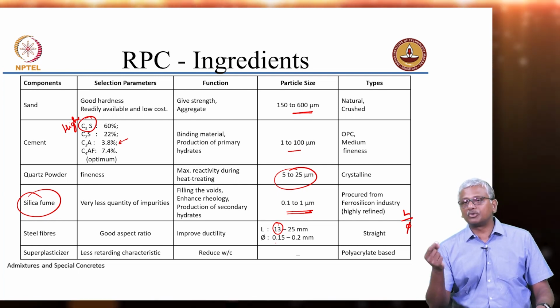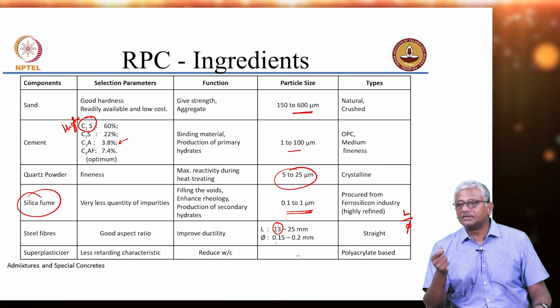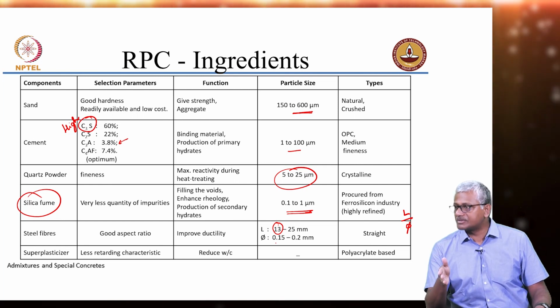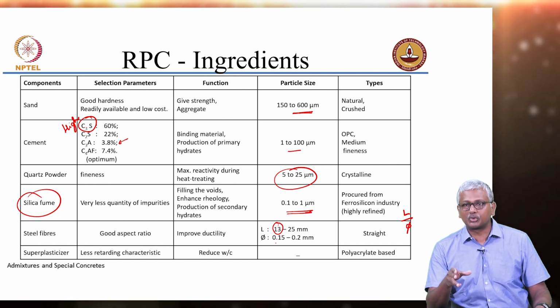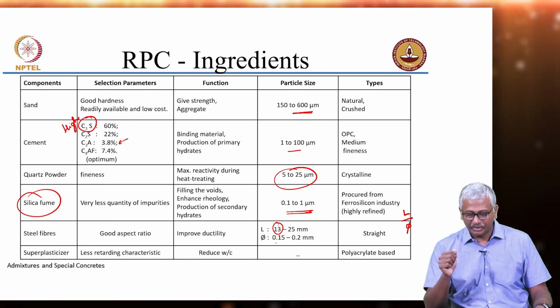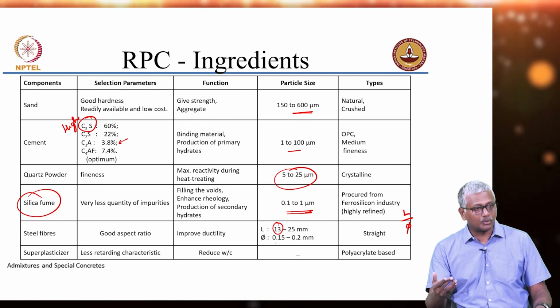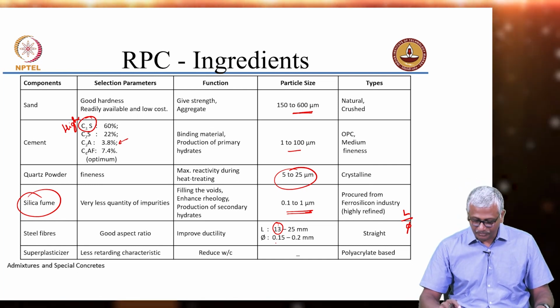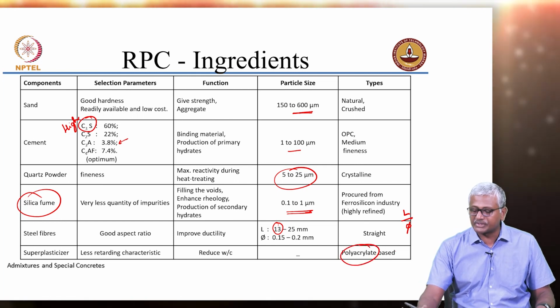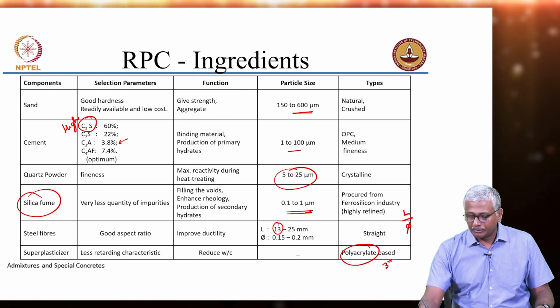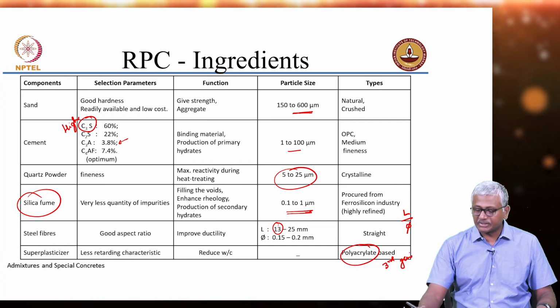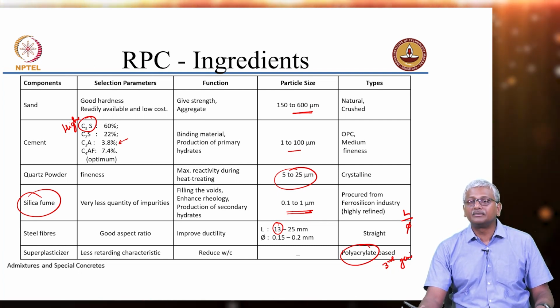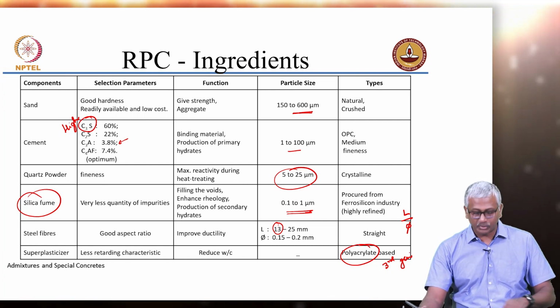At the same time, if you keep on reducing the diameter, you can also fracture the steel fiber. So you need to choose the aspect ratio carefully. Okay. So, you want to maximize the pull out that happens in the system. And super plasticizer, you have to use a generation 3, because otherwise you will not get the required water cement ratio reduction.